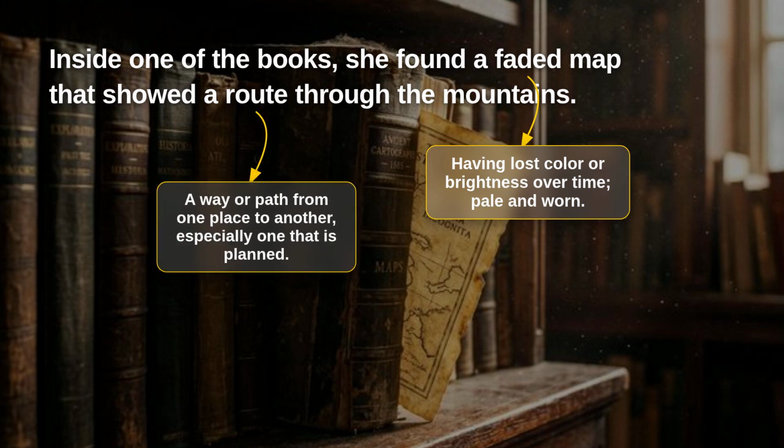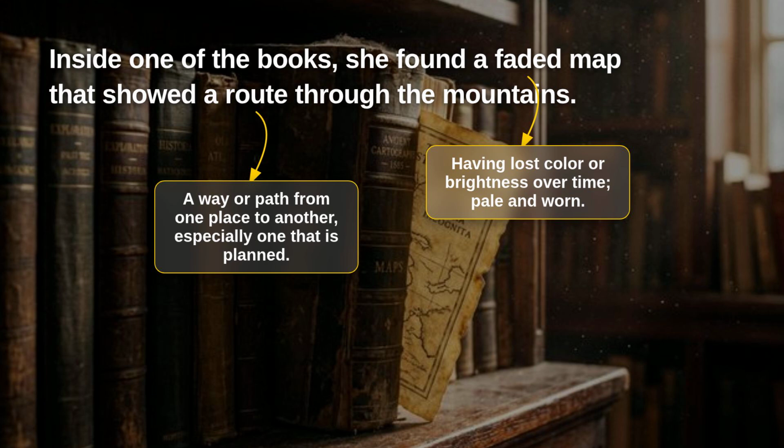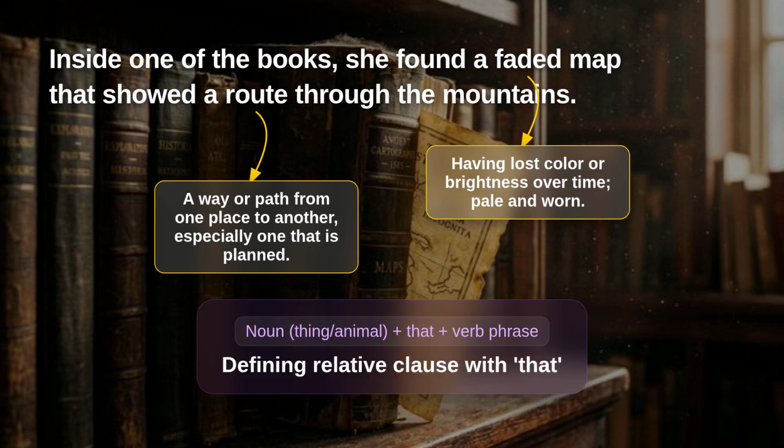Now, the second word is route. A route is a way or path from one place to another. When you use a map on your phone, it shows you a route. This map shows a route through the mountains. Be careful with the pronunciation. In British English, it sounds like route. In American English, some people say route. Both are correct.